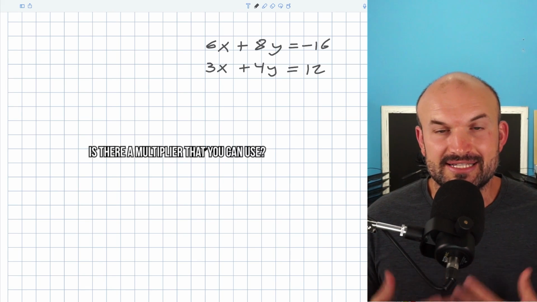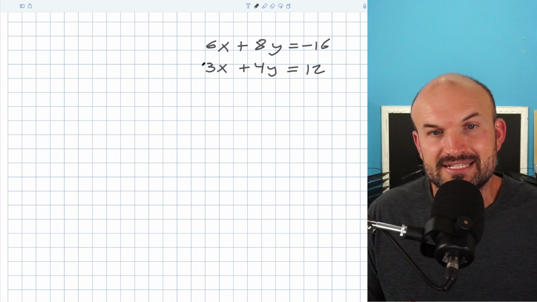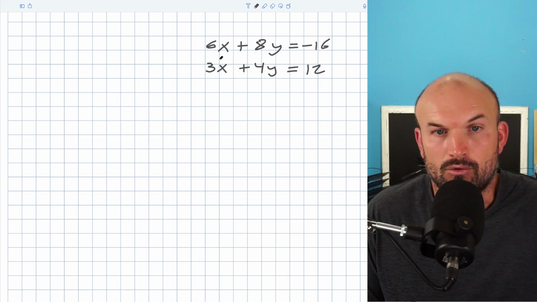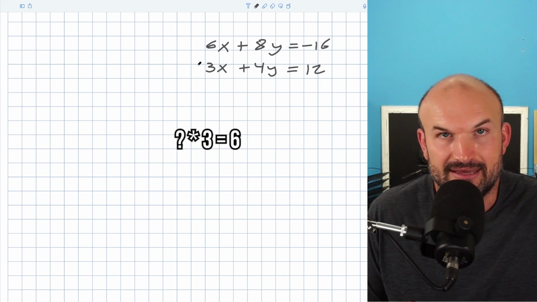But again, I want to look to see if there is a multiplier that I can use. If I want these to be at the same coefficient, then what I need to do is say, well, what can I multiply by 3 to get it to be a 6? And that answer is going to be a 2.